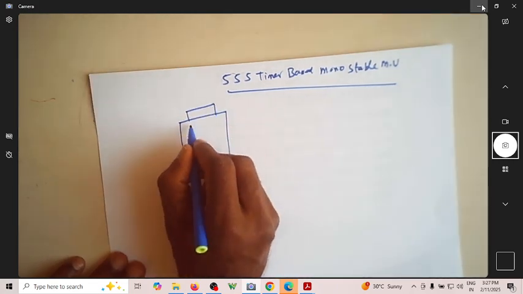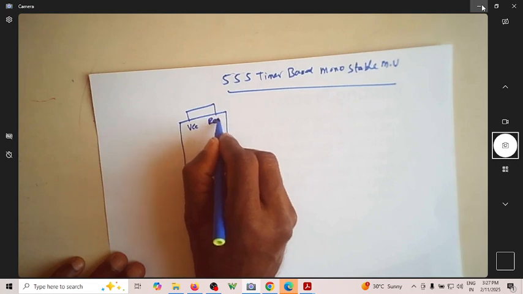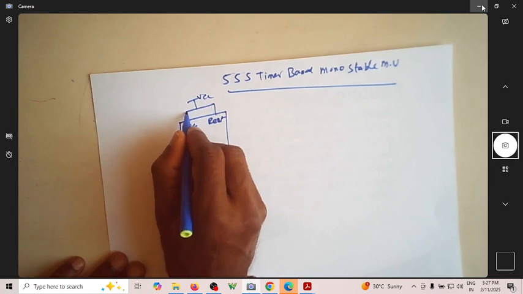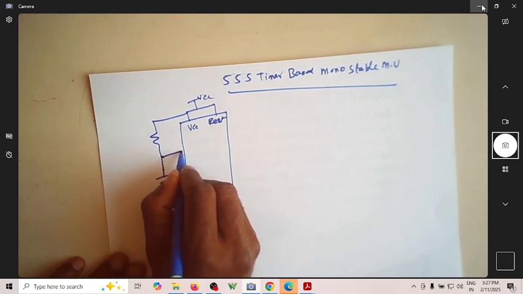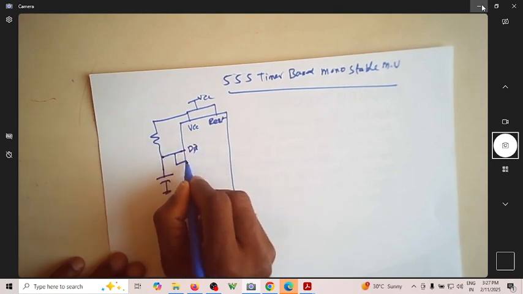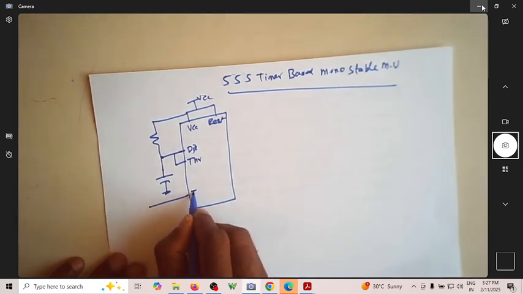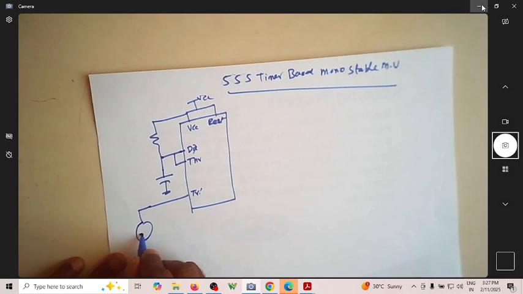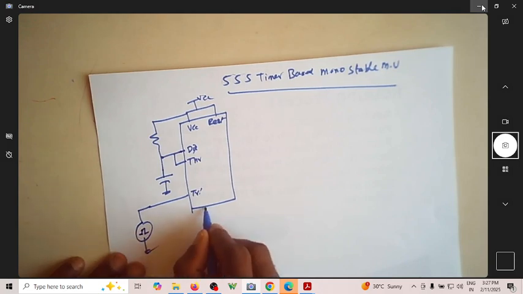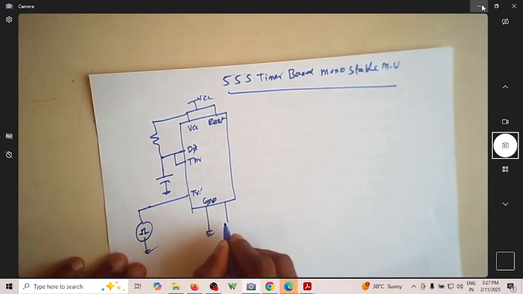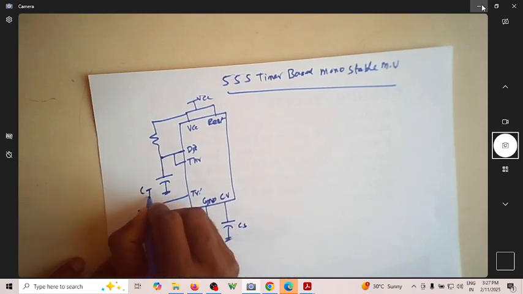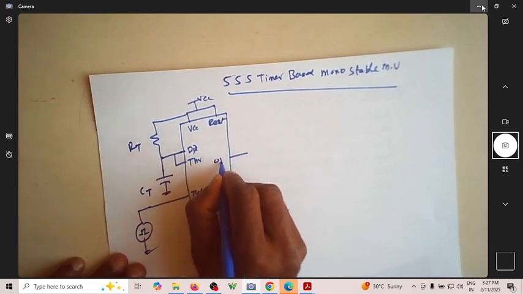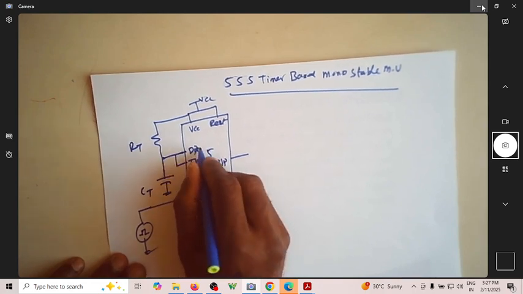So this is VCC, reset. This is connected to VCC. I will have a resistor and a capacitor that is grounded. This is connected between discharge and threshold. This is your trigger, connected to an external trigger signal. This is grounded, and this is your control voltage. You connect the capacitor. This is CT, this is RT, this is output, this is the 555 timer.